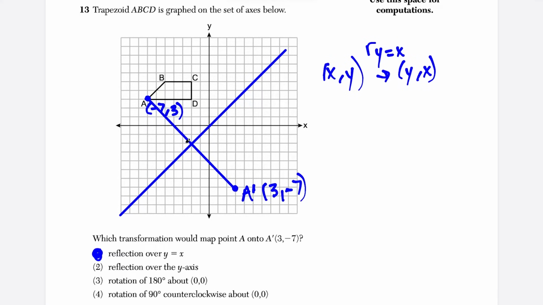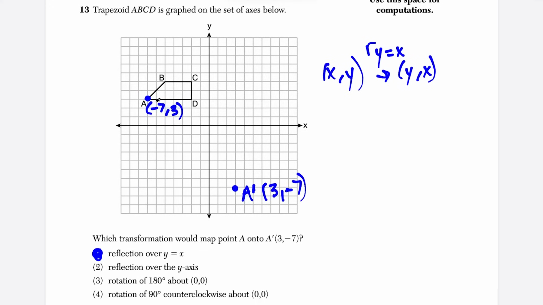Okay, the bigger idea for lines of reflection is that the line of reflection acts as the perpendicular bisector of the point and its image. So these segments here would be equal in length, and these two lines would intersect at 90 degrees. But now, why are the other answer choices wrong?